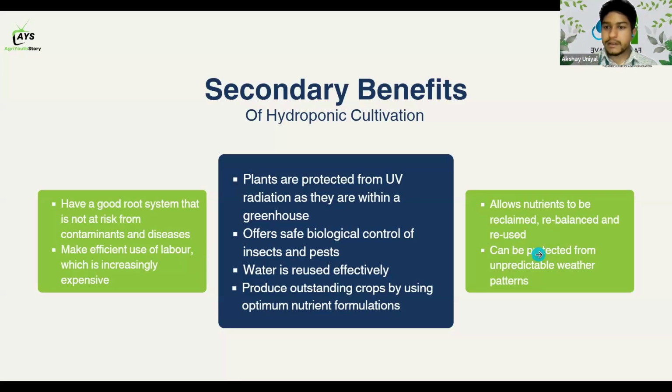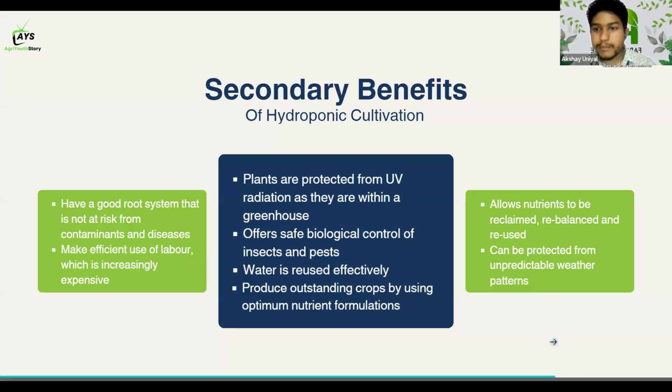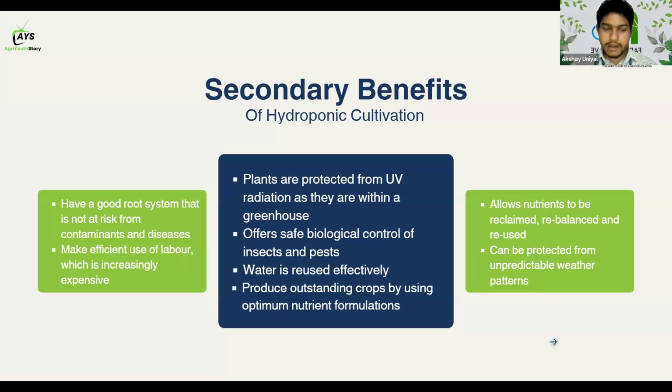Okay, okay. Now it can be protected from unpredictable weather patterns. Now this is actually a very big problem, that we cannot predict weather and climate. India's weather is known for its unpredictability. So one year there might be a very harsh flood. Next year you might witness a drought. So these kinds of problems are very common in rural India.